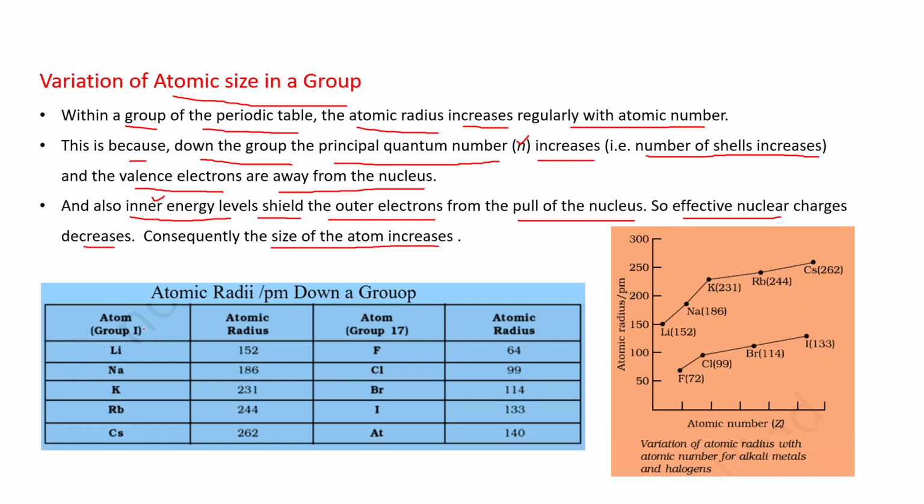Again, you can see these are the elements of group 1, and this is atomic radius. This continuously increases down the group. These are the elements of group 17, and again, you can see atomic radius continuously increases down the group. And in this plot, again, you can see the same thing. This is between atomic radius and atomic number. As the atomic number increases in a group, atomic size or atomic radius increases. Clear?